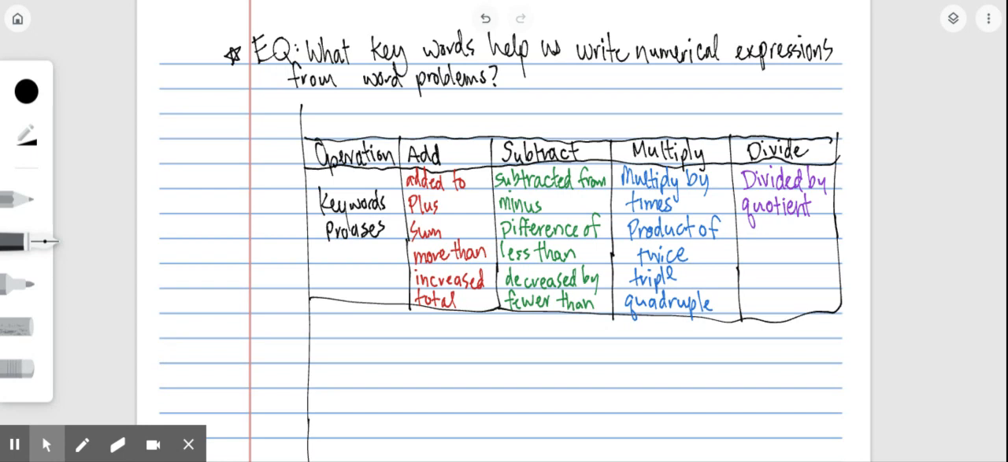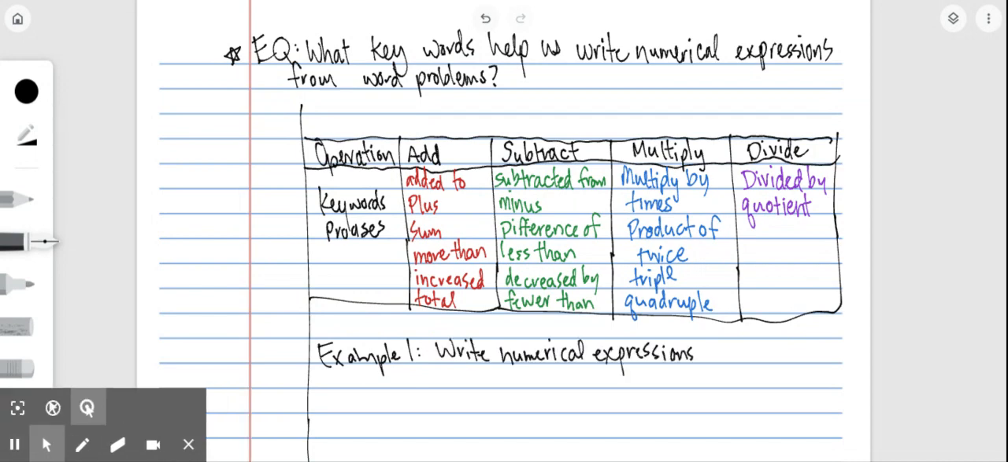So take a minute, make sure that you've got that written down. If you need to pause this and write it down, it's also in the PowerPoint, so you can use the PowerPoint as well. So today what we're going to do is we're going to focus on example 1, which is writing numerical expressions.